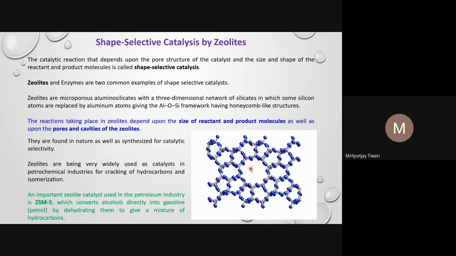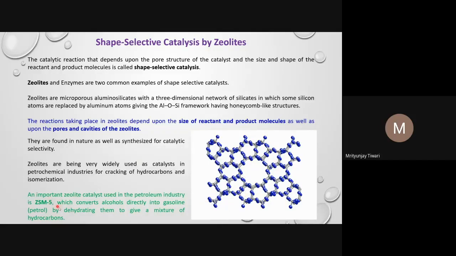If the reactants are very small, perhaps they will not reach the active center of this catalyst, so they will not react, and the chemical transformation will not happen. And if the reactant is of a larger size, then it will not go inside the pores, and so the catalysis will not happen. So such catalysis is called selective catalysis. This is the ZSM-5 catalyst, one type of zeolite. There are many types of zeolite.